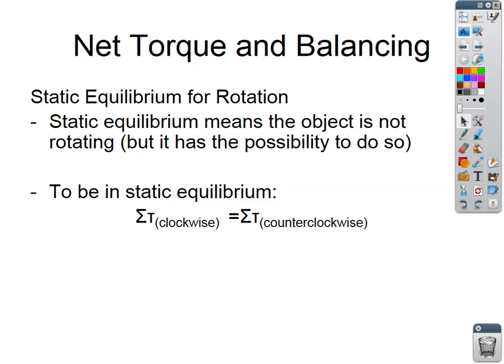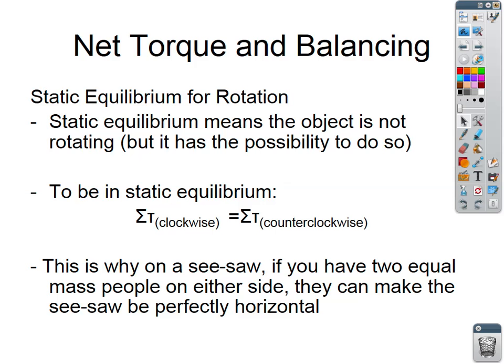In order to be in static equilibrium, the sum of all the clockwise torques has to equal the sum of all the counterclockwise torques. Which makes sense. If something's trying to make it rotate one way, there has to be something trying to make it rotate the opposite way. In other words, net torque equals 0 Newton meters. There is no net torque acting on this object.